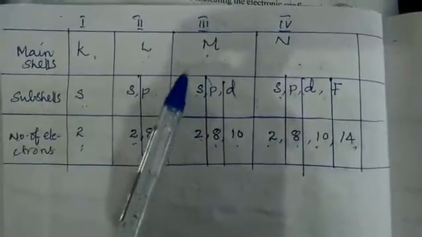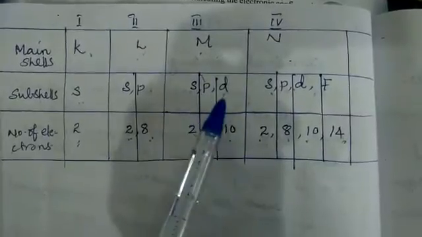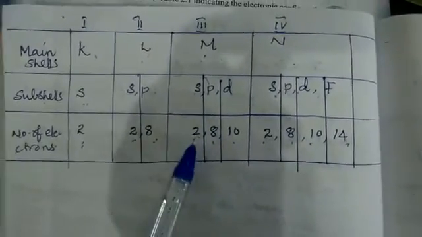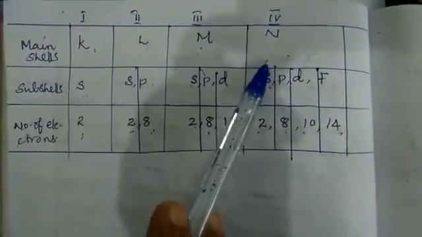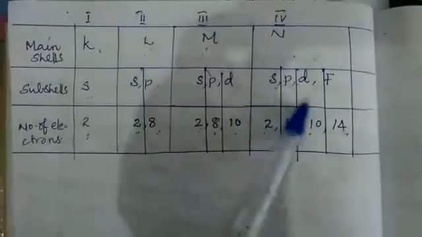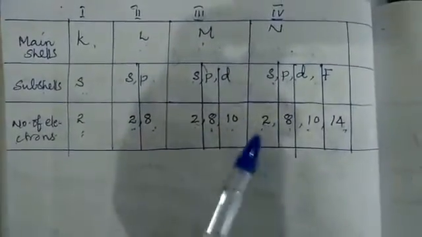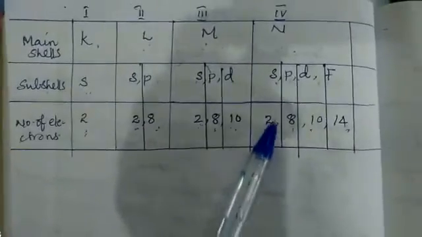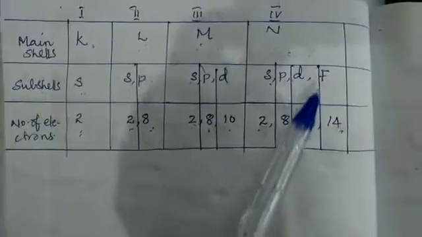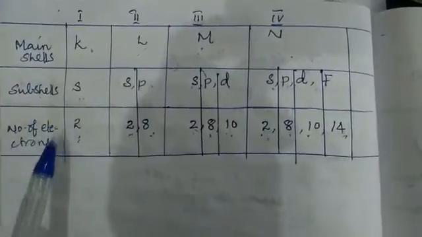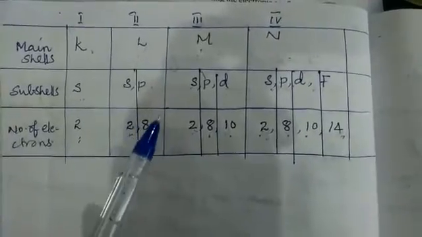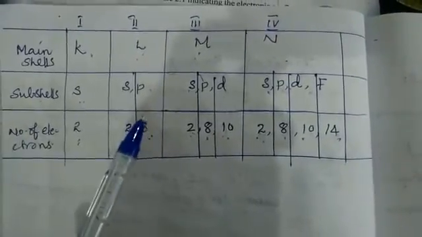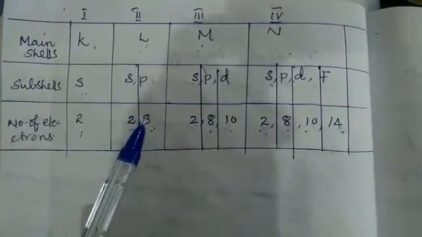Then M shell has three subshells S, P and D. The number of electrons it can accommodate: S2, P8, D10. And N shell, it is the main shell, has four subshells S, P, D and F. So the number of electrons S can accommodate maximum 2, P8, D10, F14. So these are the main shells and subshells and the number of electrons that can be accommodated in each shell and subshell. This column you have to be thorough with fully. Then only you are able to write the electronic configuration. Is it clear or not?